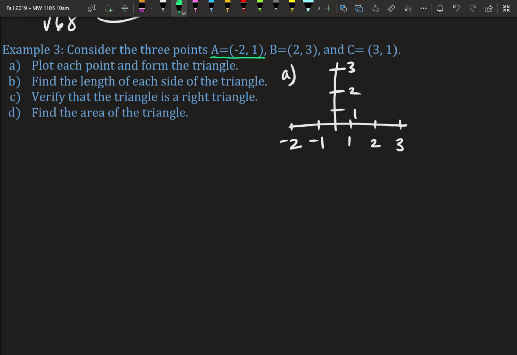We have A, which is (-2, 1). Always label your points if you can. We have B, which is (2, 3). And we have C, which is (3, 1).